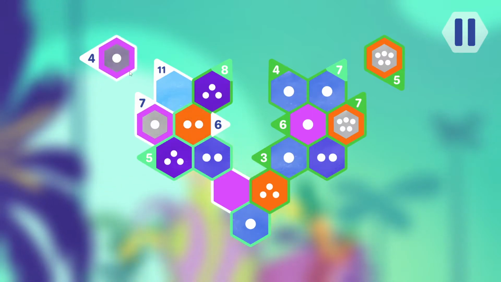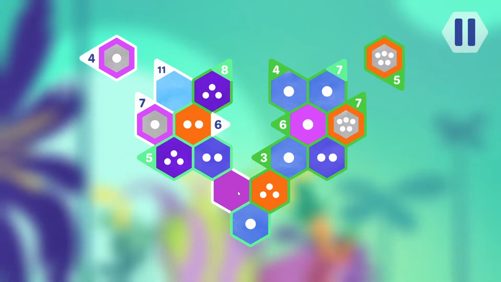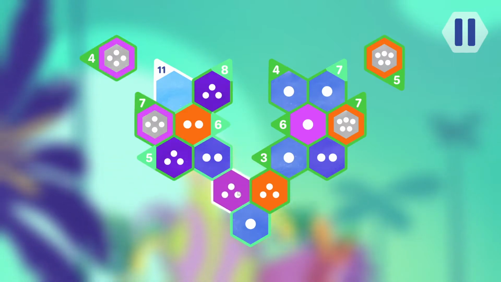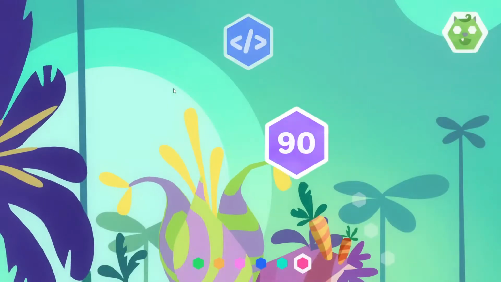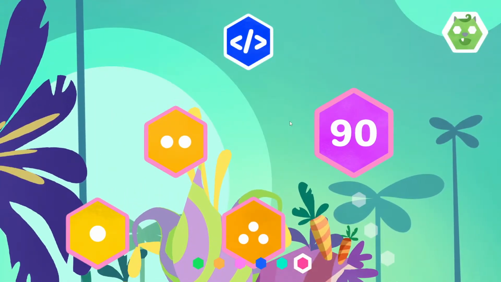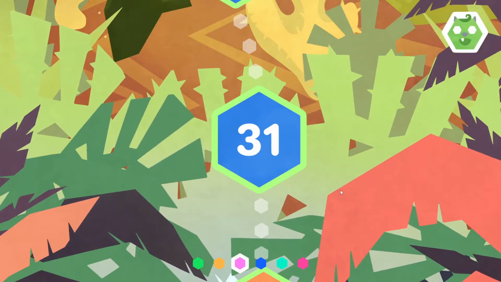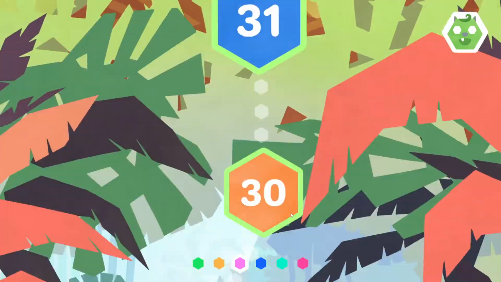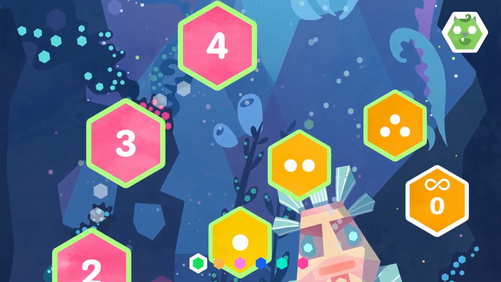Let's look at the purple one. So we need 3 more dots for purple and only 1 empty cell, so we go 3 over here, and we finish 11. Okay, that's it for main levels. Let's go through more complicated ones. I think we finished, yeah, for this section.